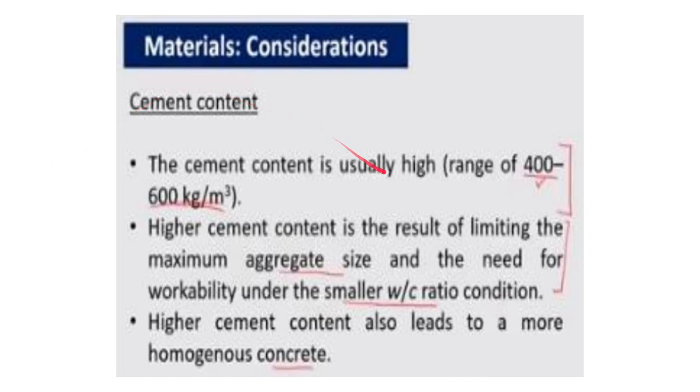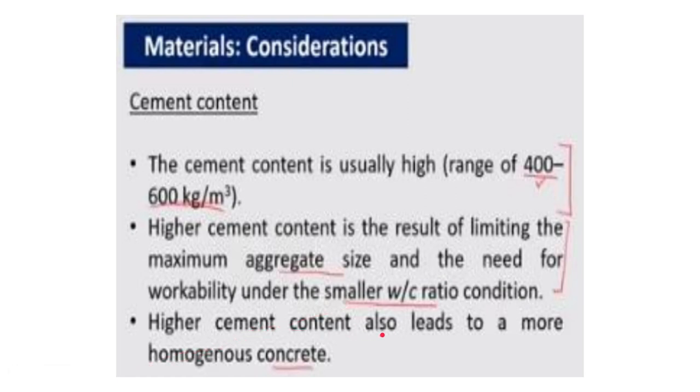So the cement content is usually high, because the mortar content is increased, therefore the cement content will also be higher. So it ranges between 400 to 600 kg per meter cube. Higher cement content is the result of limiting the maximum aggregate size, which we discussed, and a need for workability under the water cement ratio condition. So both needs to be observed, and because of that, the cement content will be higher.